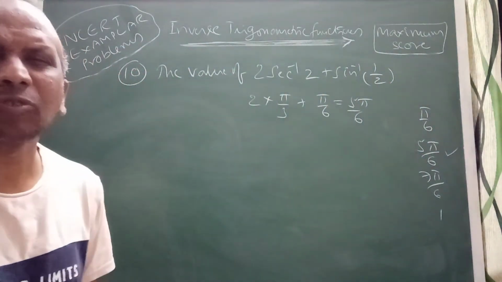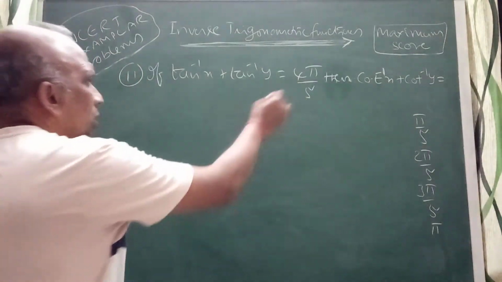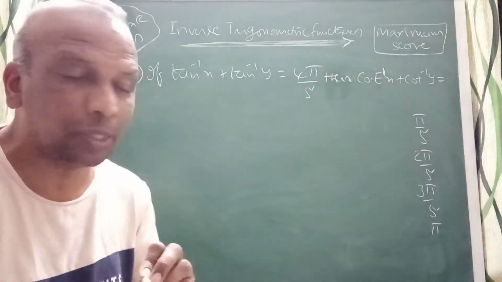Correct? Answer is 5 pi by 6. This is a simple problem. They are given 4 pi by 5. They are asking cot inverse x plus cot inverse y.